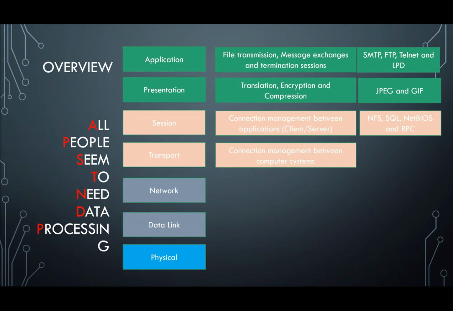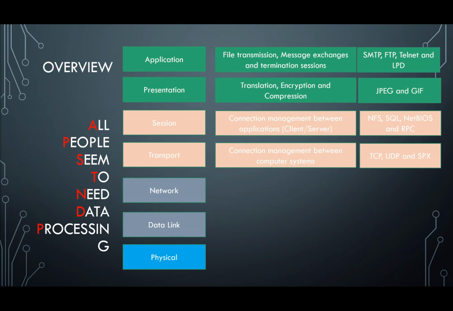The next thing is the transport layer, the connection management between computer systems. This fourth layer, the middle layer, is the heart of the OSI model. It maintains the state of the communication between the systems. This layer has TCP, UDP and SPX.